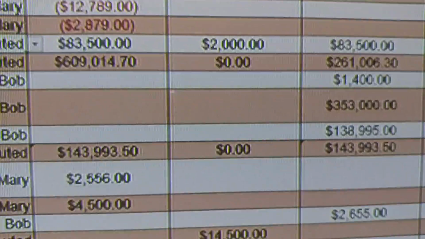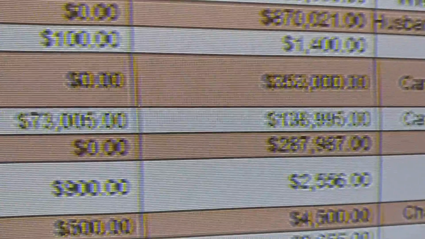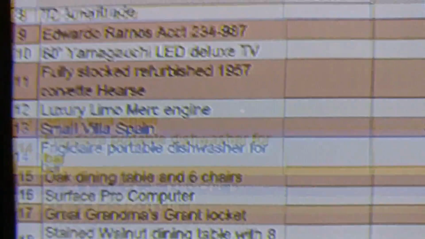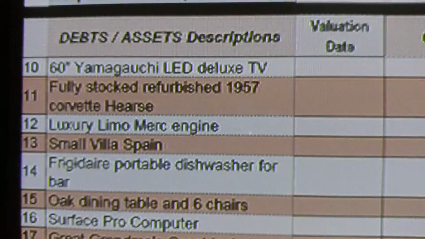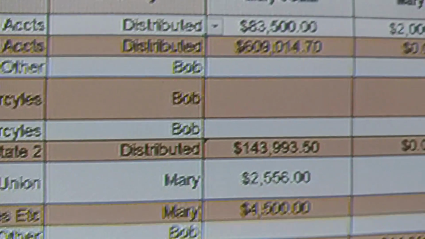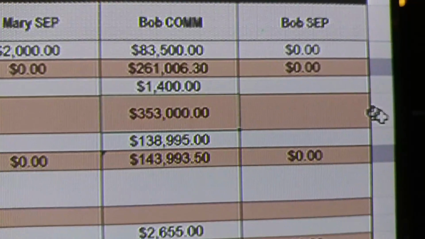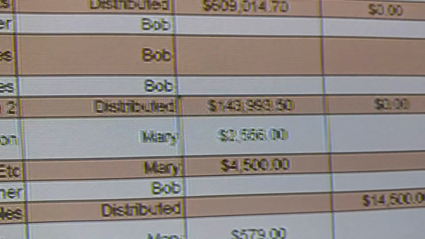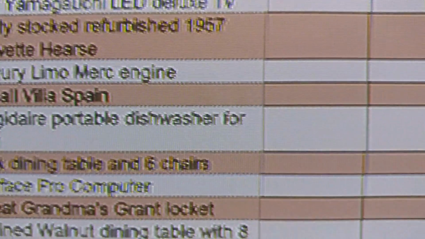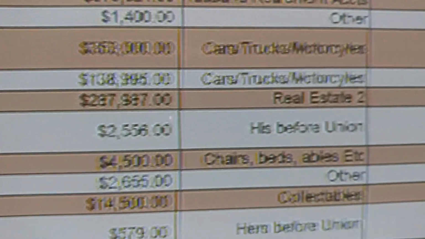If we go further down the screen, we'll find another one, a fully stocked, refurbished 1957 Corvette hearse. There you go. I'm going to look at that and see if it has the gray box. And, oh my God, it doesn't. It's two down. Let's come back again. That one is a small villa in Spain. Oh, yes. Mary's talked about selling that.